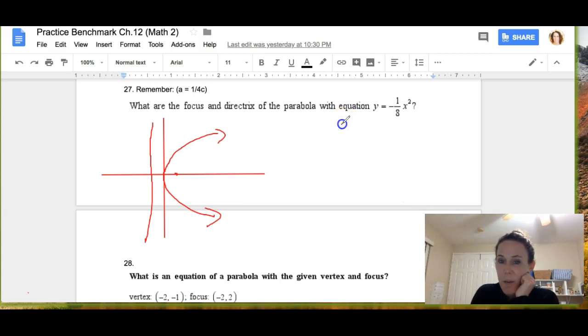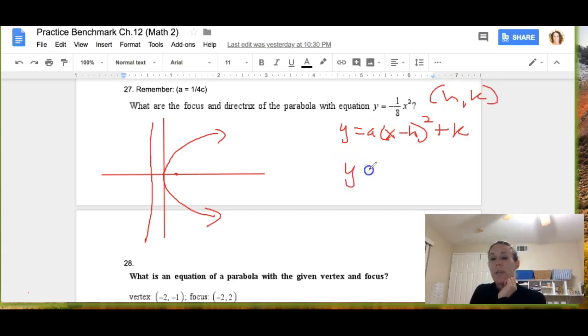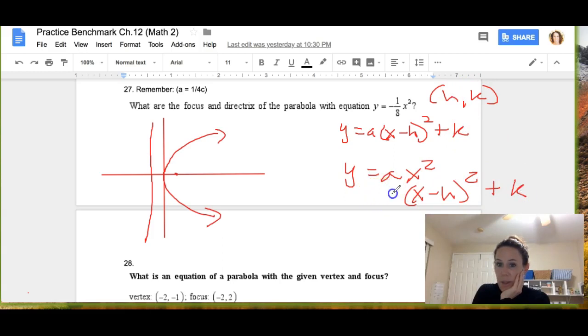And if you want to put it in vertex form, y equals a times (x minus h) squared plus k. And your (h, k) is your vertex. So you just take your basic y equals a times x squared, and to shift it to the vertex, you would go x minus the h value, or the x value of your vertex, and then your k value is on the outside. So this is your parabola in vertex form.